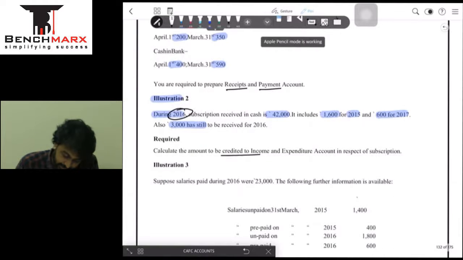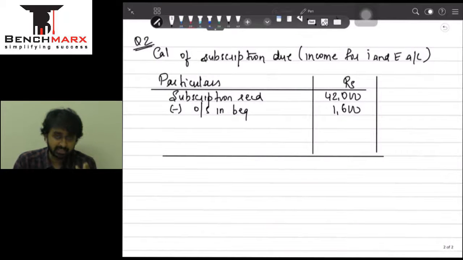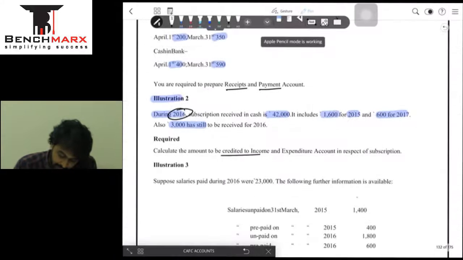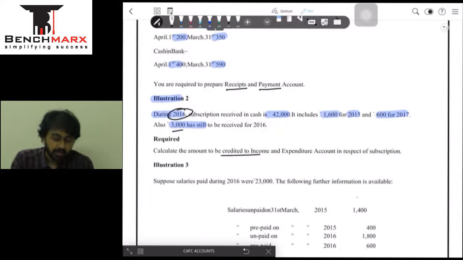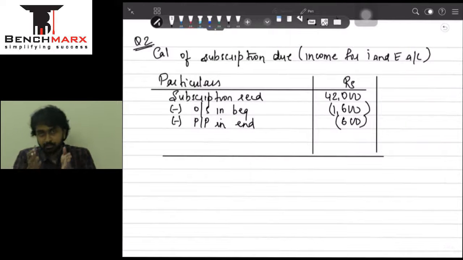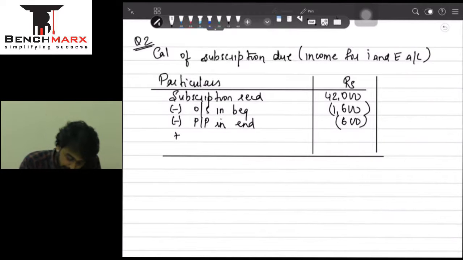Theek hai. What next? And it also includes 600 for 2017. That means somebody has paid 600 rupees, but this is pertaining to next year. Since we have received this, it's a part of 42,000, but pertains to next year. So when you subtract it, less prepaid in the end, 600 rupees. Ye bhi less hai, ye bhi less hai. And then it mentions 3000 is still to be received. If 3000 is still to be received, that means it's definitely not a part of 42,000. But if it is pertaining to 2016, it's a part of current year's income. So my job is to also add it back.